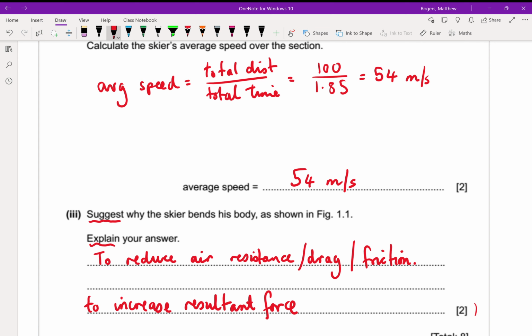Or we could sort of explain why that's a good thing. So we could say to increase the acceleration. If there's smaller backwards forces, the acceleration should be bigger, and therefore we should say to increase the speed. So what they've done and why they've done it.